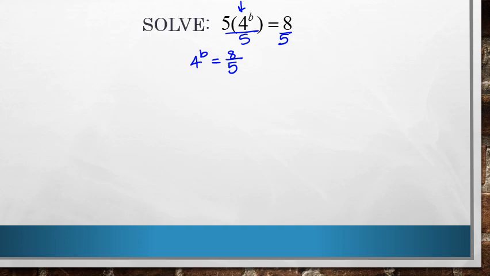So what I'm going to do is take the logarithms of both sides so I can get that b out of the exponent. So log of 4 to the b power equals the log of 8 over 5.